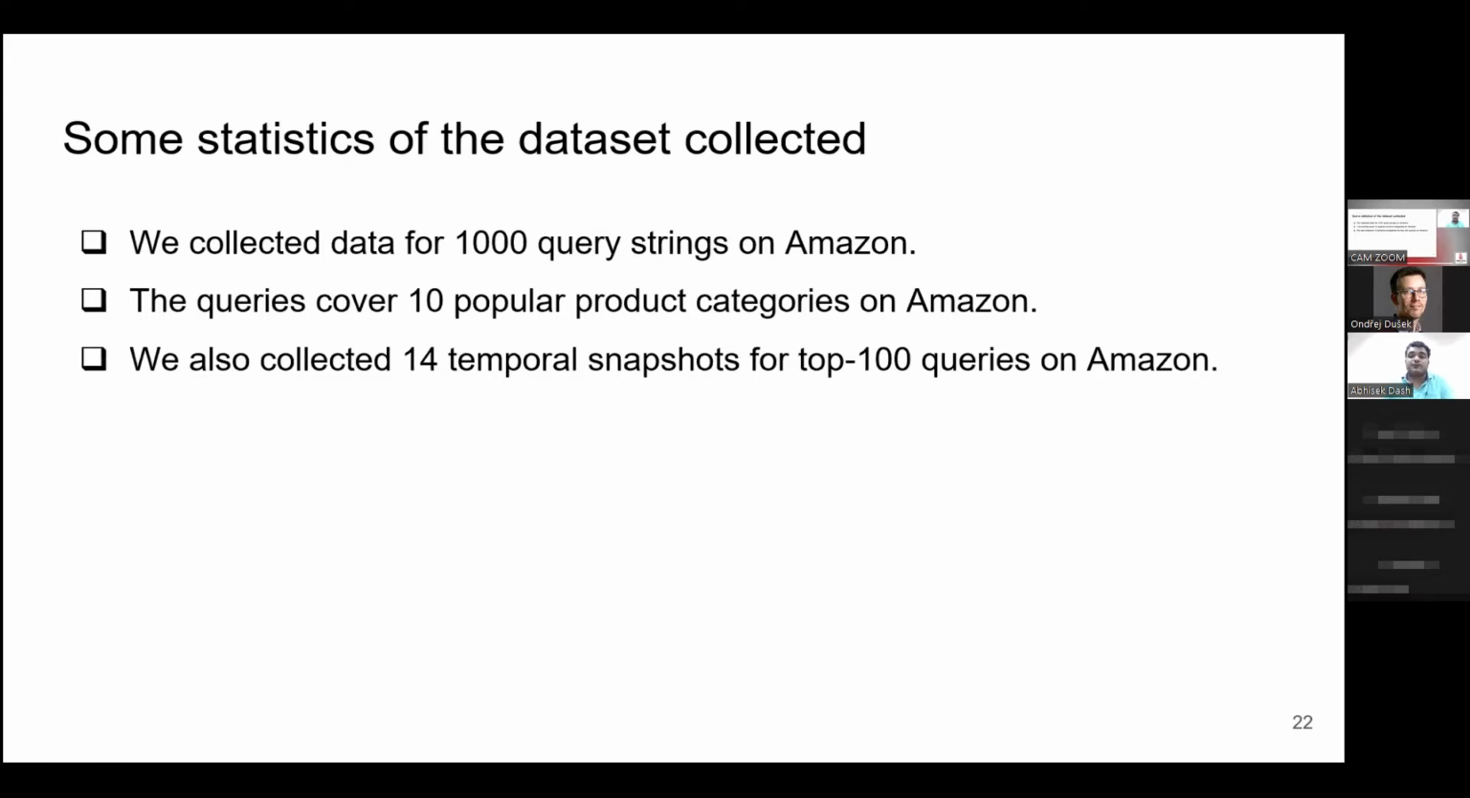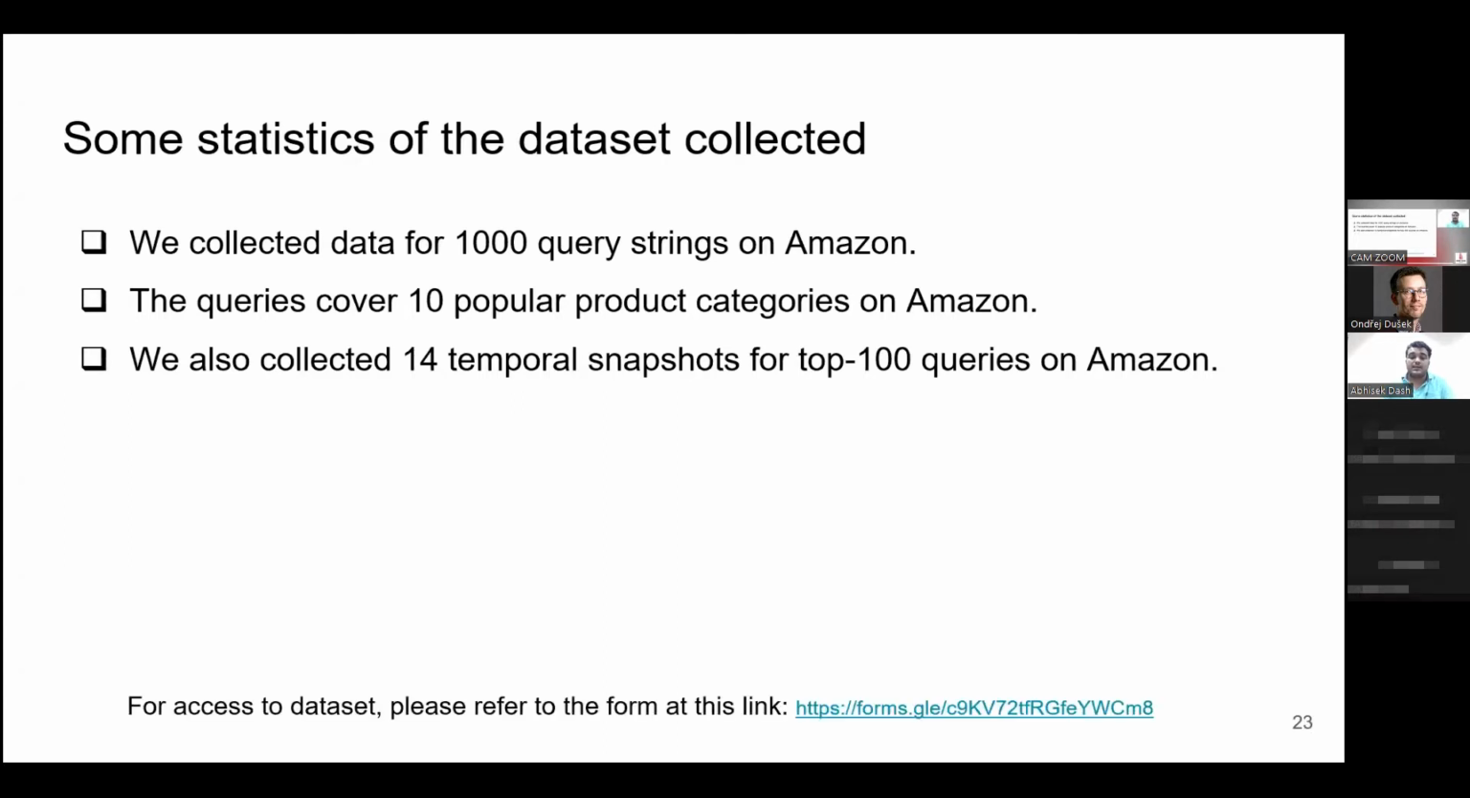We also collected 14 temporal snapshots to understand the stability and consistency of our result for the 100 most searched keywords on Amazon. To our knowledge, this is the first of its kind data collection framework. And in order to get access to the data, interested people can fill the form at the given link.